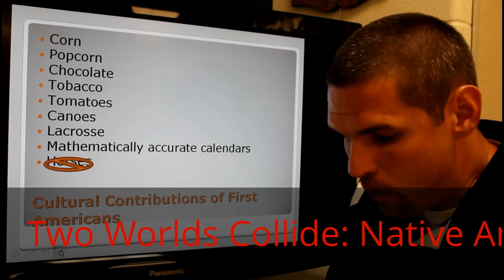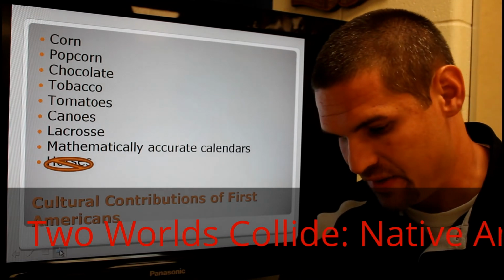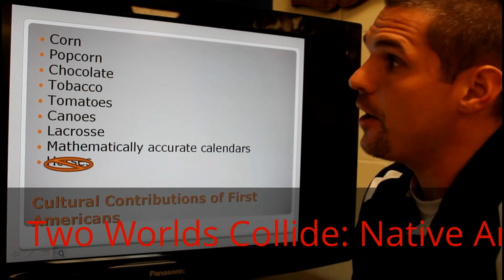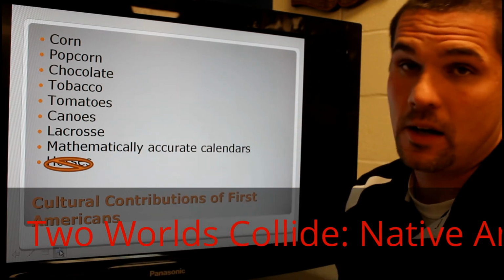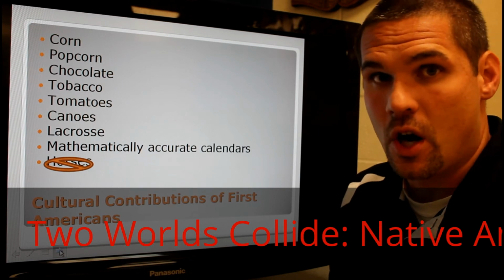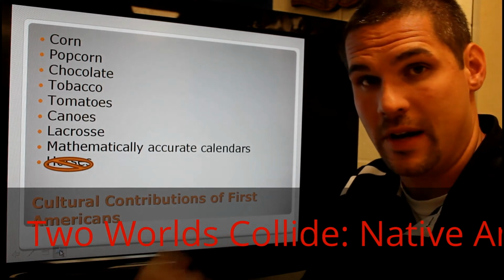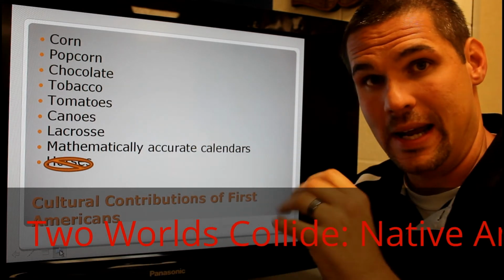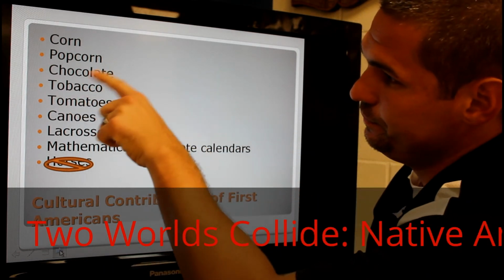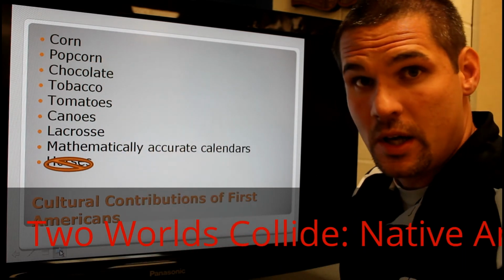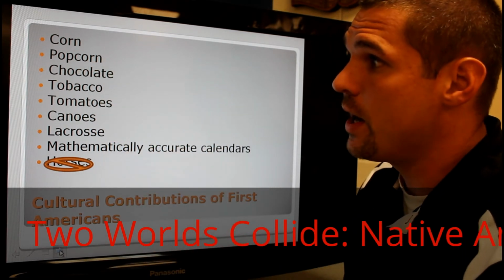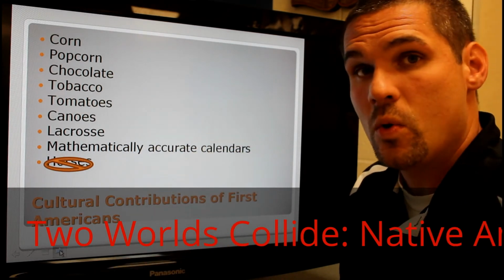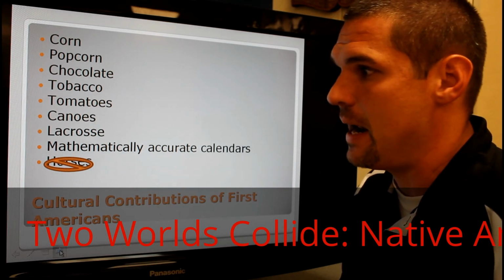Okay, now on page 4 of your packet, it says list some Native American contributions to our current society, and I have a list here. First and foremost, we've got to talk about corn. That was a major contribution of the first or Native Americans to our current society. We're going to refer to it as maize in this unit. Now, popcorn is obviously going to come from corn. They knew how to make chocolate, grow and harvest tobacco, even tomatoes.